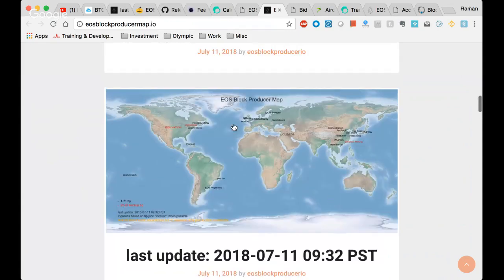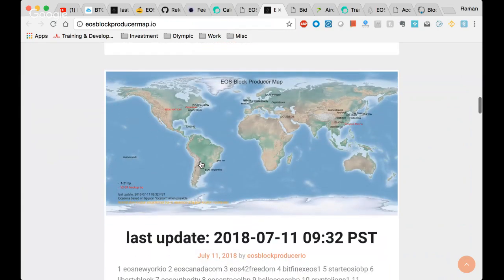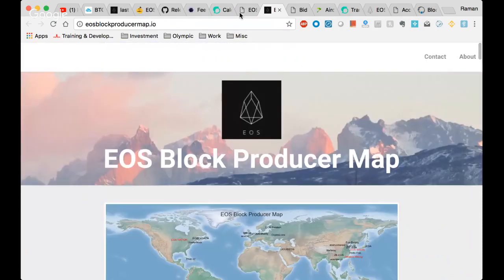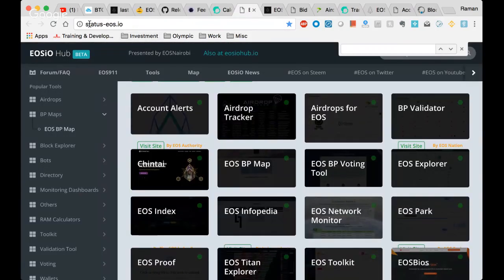We already looked at this tool, which was the geographical distribution of EOS. So these are the kind of things which you can access at this. So do look at the status-eos.io. Remember, this is not a safe site, and do not enter any of your information. This is just an information site.